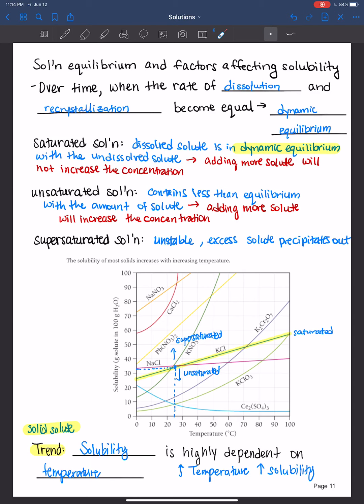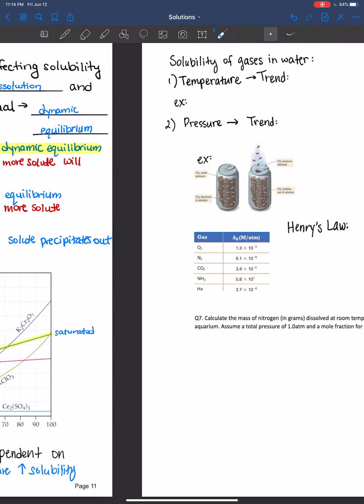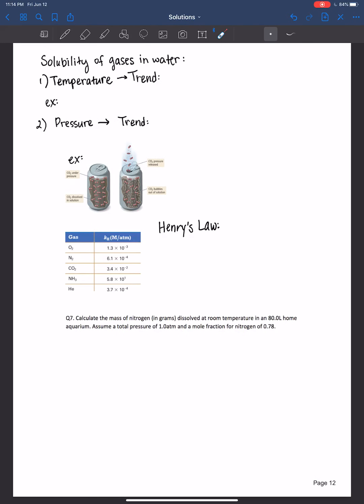All right, so let's talk about gases because they behave a little bit differently. So shifting gears real quick here, let's look at gases in water. Now the trend is opposite for gases. So as we increase the temperature, we actually decrease the solubility of a gas.